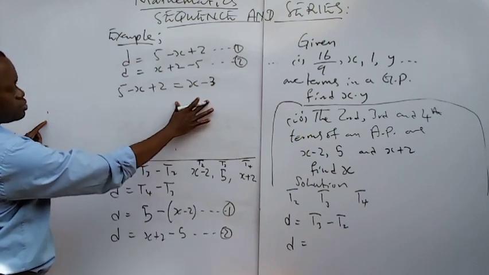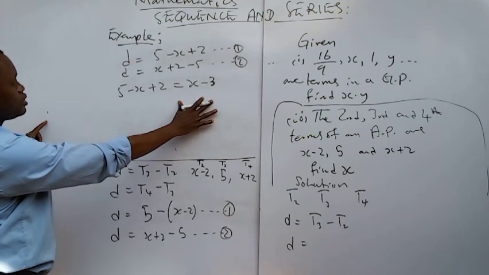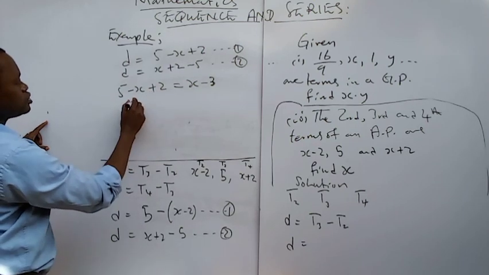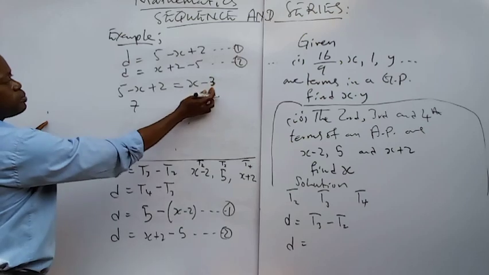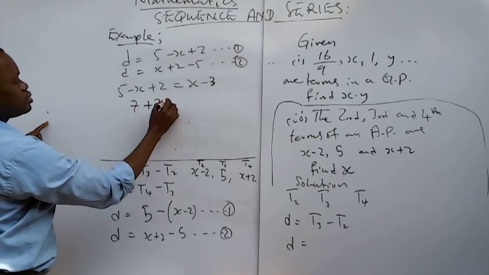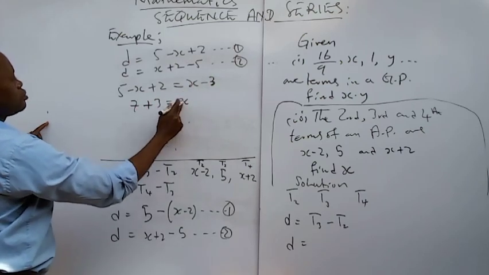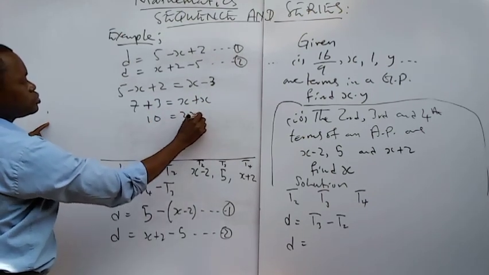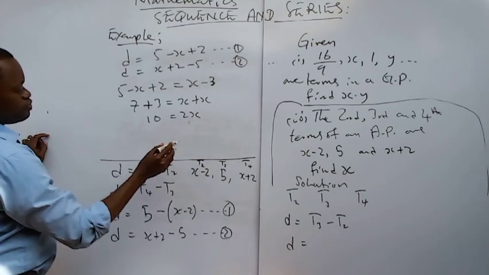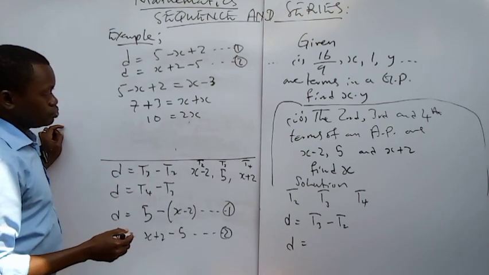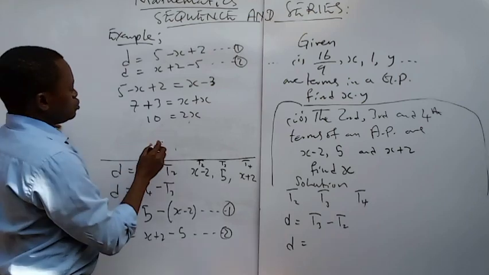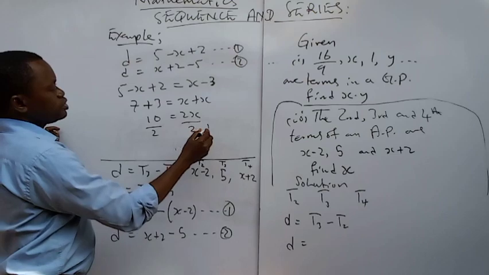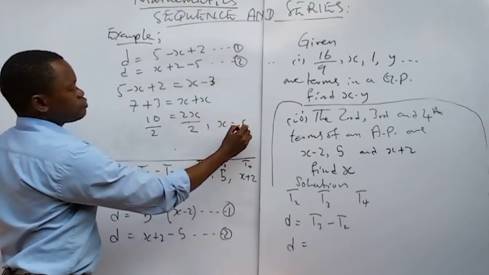Okay, minus 3. So what do we have? If we collect the like terms, we are going to have this and this. 5 plus 2 gives us 7. This minus 3 will come over here and become plus 3, equals to x, this will become plus x. So we have 10 equals 2x. So it then means if I divide both sides by 2, I'm going to have over 2 here, over 2 here, and then the implication is that x is equal to 5.